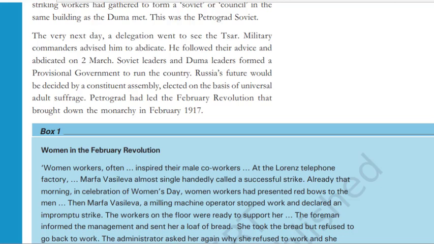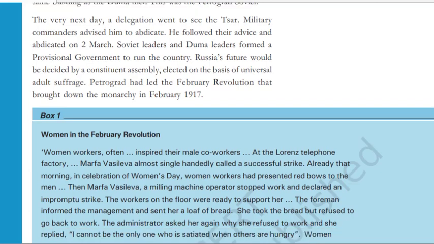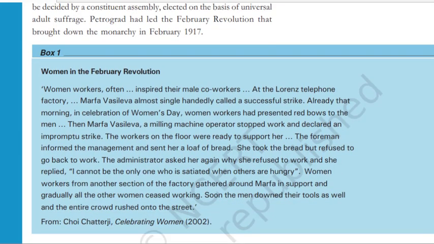The administrator asked her again why she refused to work and she replied, "I cannot be the only one who is satiated when others are hungry." Women workers from another section of the factory gathered around Marfa in support and gradually all the other women ceased working. Soon the men downed their tools as well and the entire crowd rushed onto the street. From Choi Chatterjee, Celebrating Women, 2002.